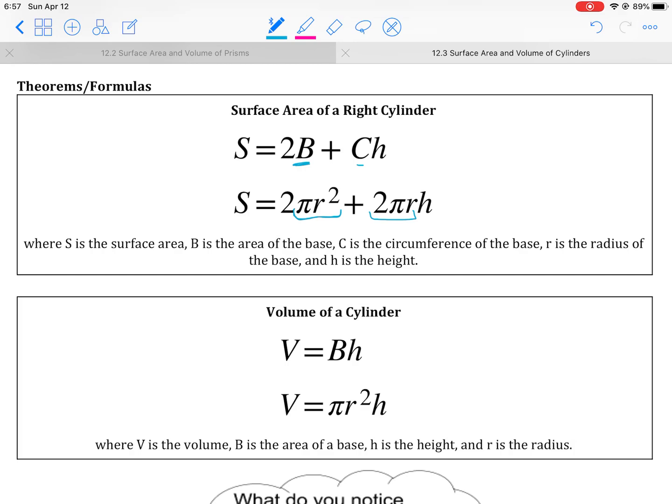The volume formula for a cylinder is the area of the base times the height, and the area of the base with that circle is pi r squared, times the height.